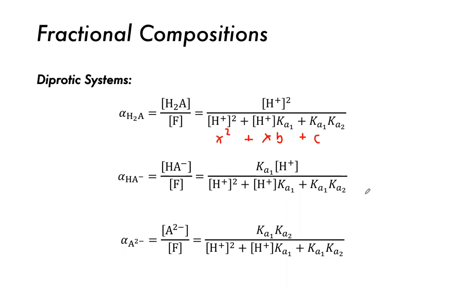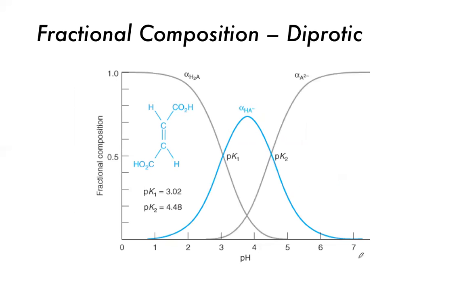And then the final one, for the fully deprotonated system, the fraction of A2 minus is equal to the concentration of A2 minus over F, which is equal to Ka1 times Ka2 over H plus concentration squared plus H plus concentration times Ka1 plus Ka1 times Ka2. If you want to see the derivation of these, it'll be in your textbook, but we don't really have time to go through it. Fractional composition.